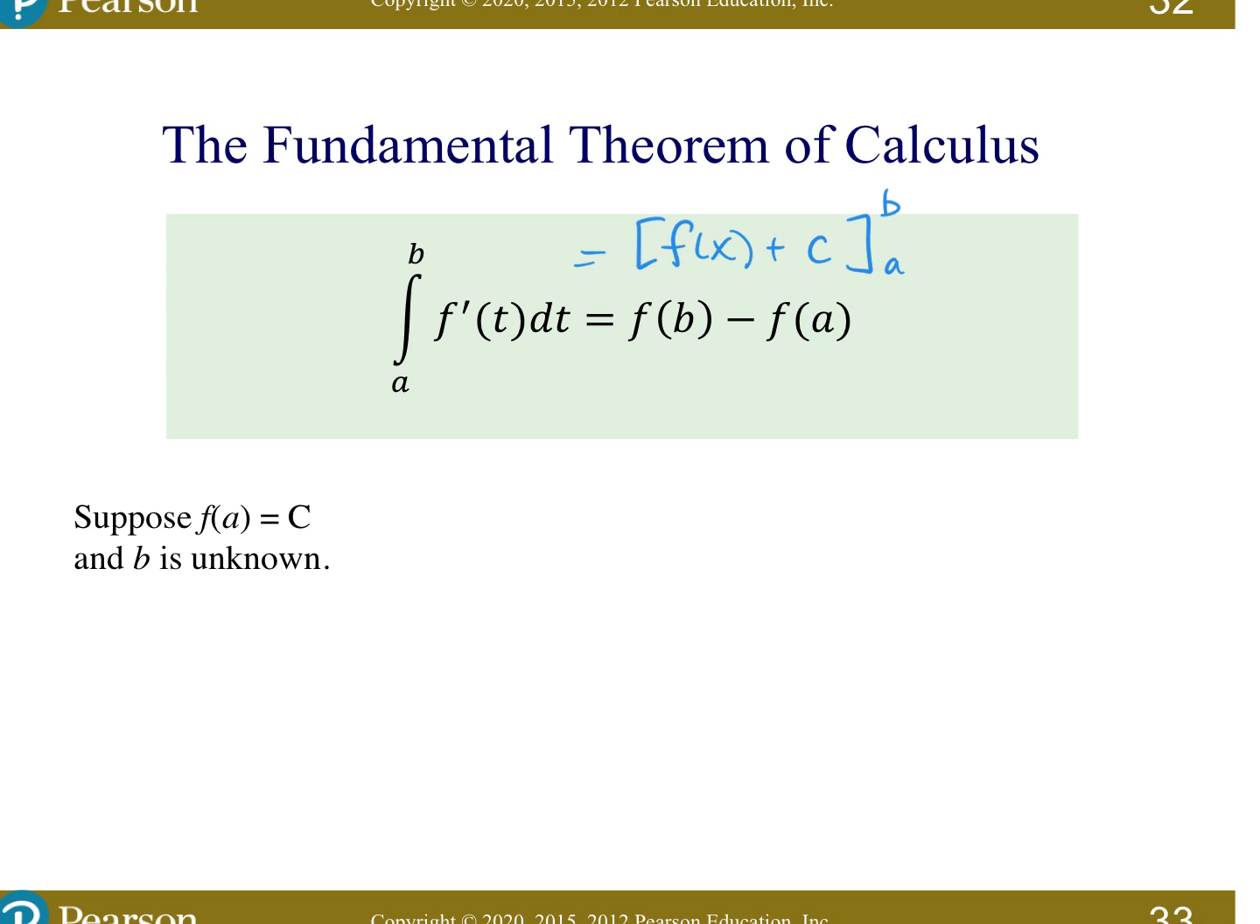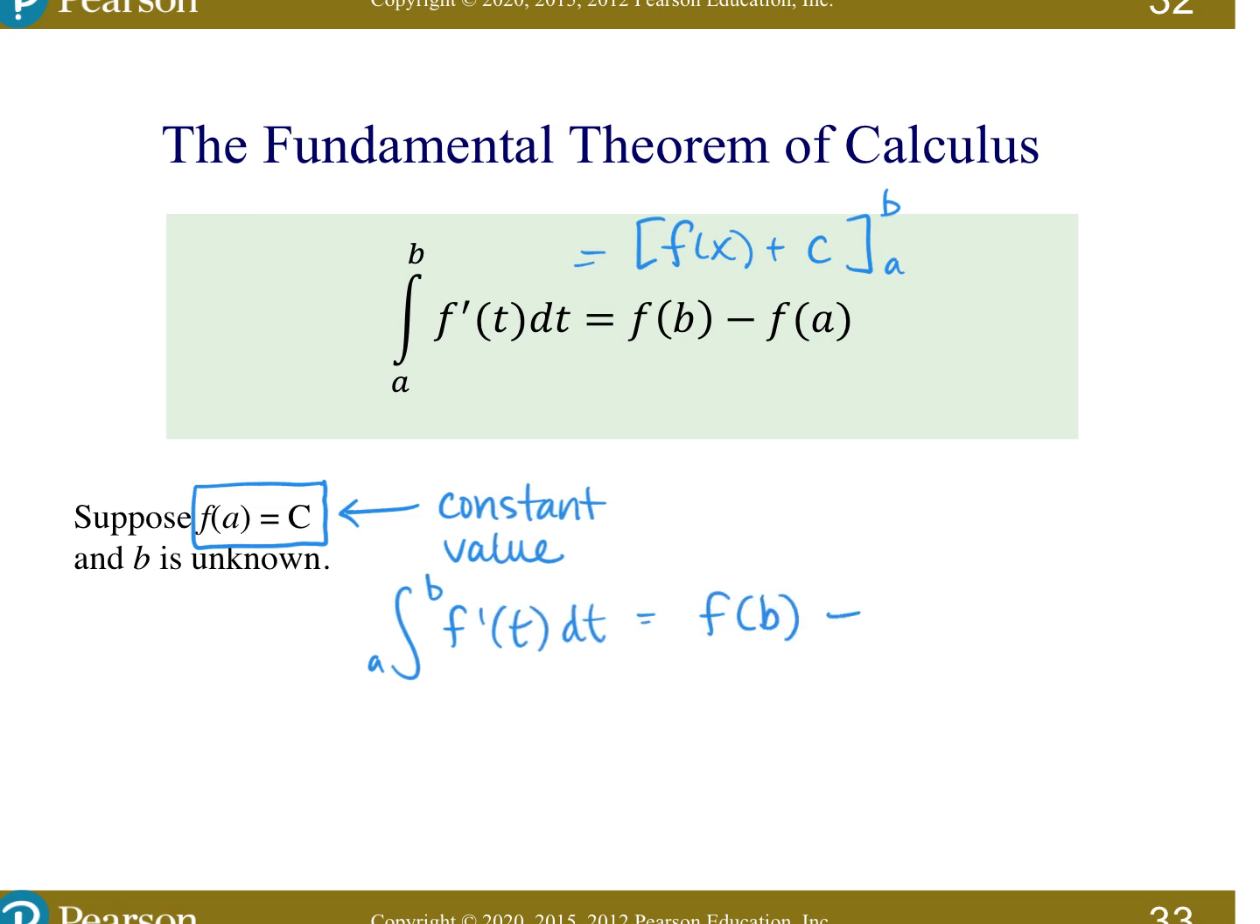All right, suppose that you are given F of a equals C. In other words, suppose you're told what the constant is. You're told the plus C value. Okay, what does that allow you to do with the integral? Well, if we know the plus C value, then this is going to be equal to F of b minus C. If we know that F of a is equal to C, if we're given that, then this is what we're going to end up with.